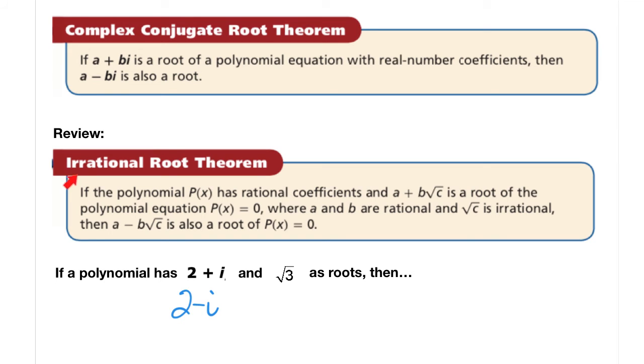The other part is this review of the irrational root theorem, which we've seen before. If an irrational number, a plus b times the square root of c, or anytime you have a square root that is not a nice perfect square, then the conjugate of that, a minus b times the square root of c, would also be a root. And so down here, if the square root of 3 is a root, then the negative square root of 3 is a root too.